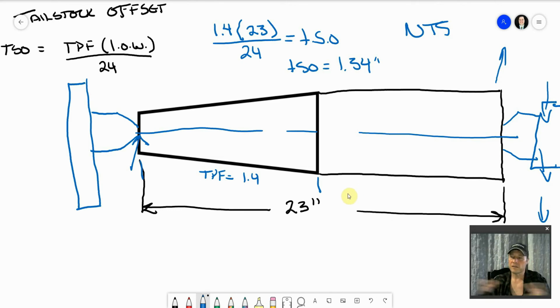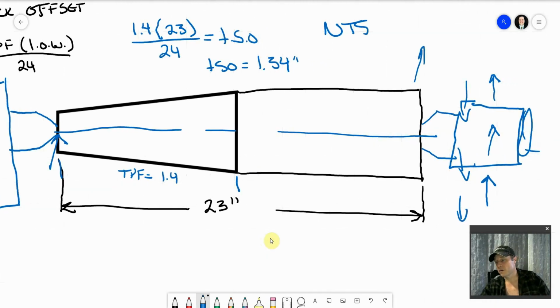Now, this may be an unrealistic movement, because we're just spitballing numbers. Now, some tailstocks will move that. Some will move more. I mean, you can have tailstocks that can move 6 inches, right? All depends on the machine. But if you need to know how much to move that tailstock, this is the formula, and it's deadly accurate.